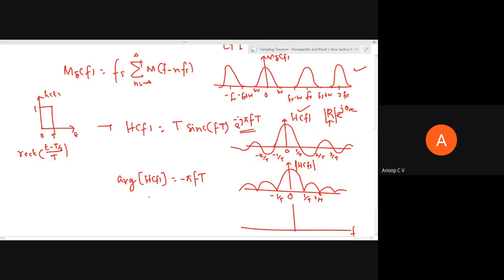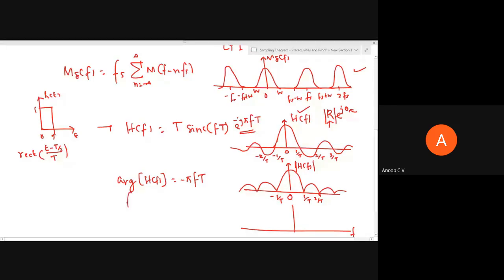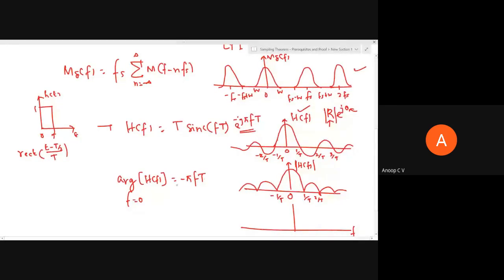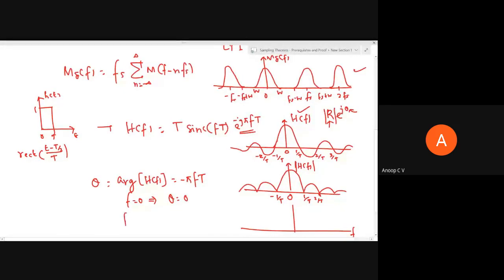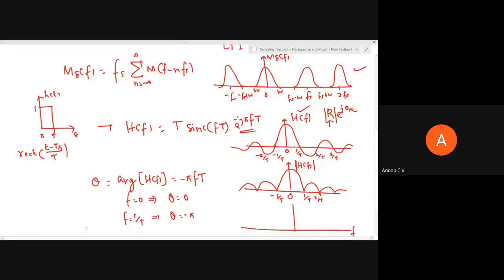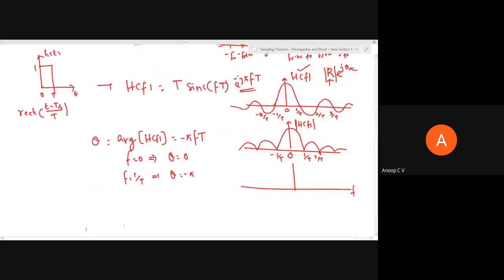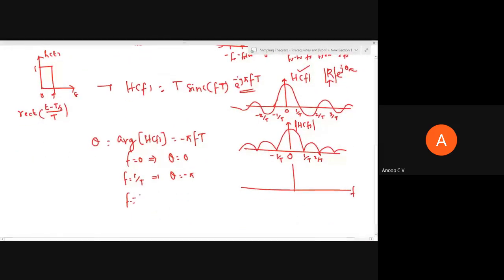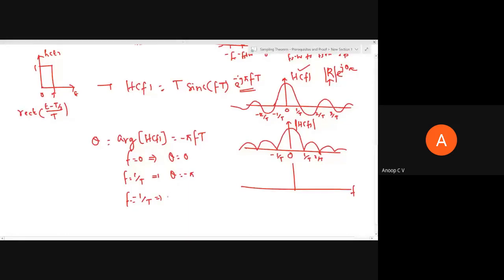Let us examine what will happen when f is equal to 0. What will be the value of this theta? Maybe I'll write it as theta. When f is equal to 0, theta will be equal to 0. What will happen when f is equal to, say, 1 by t? When f is equal to plus 1 by t, theta will be equal to minus pi. And what will happen when f is equal to minus 1 by t? When f is equal to minus 1 by t, we know theta will be equal to plus pi. With that idea, we can draw it.